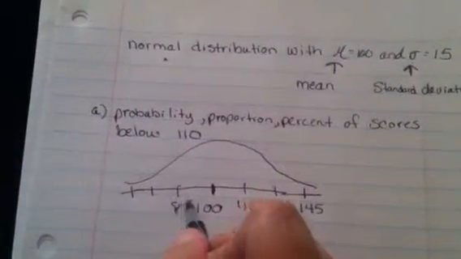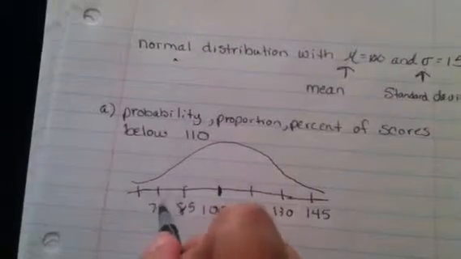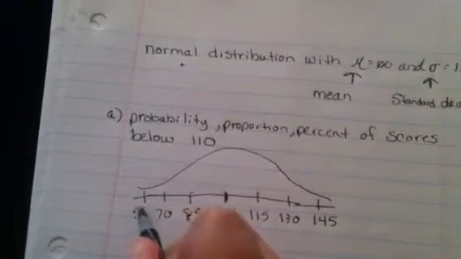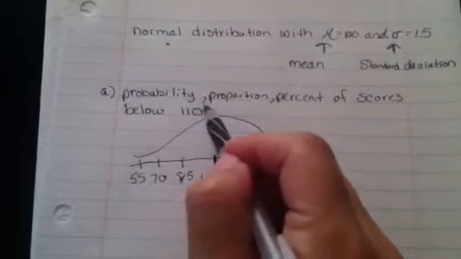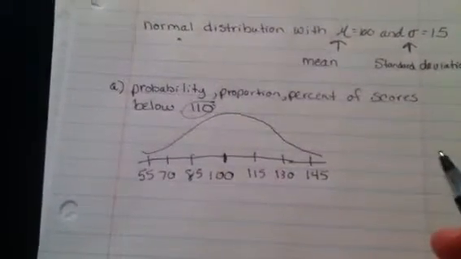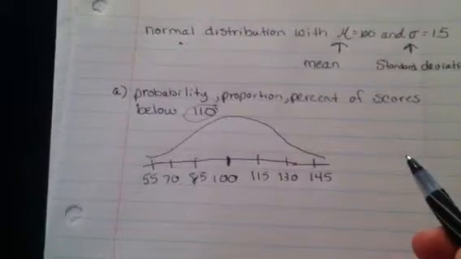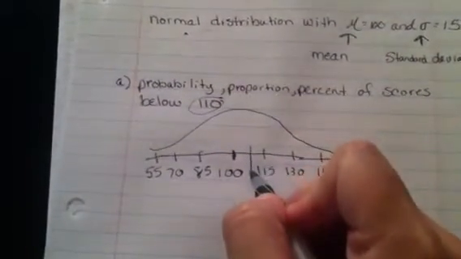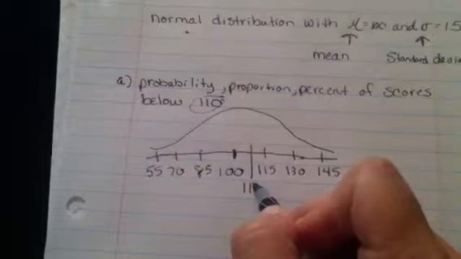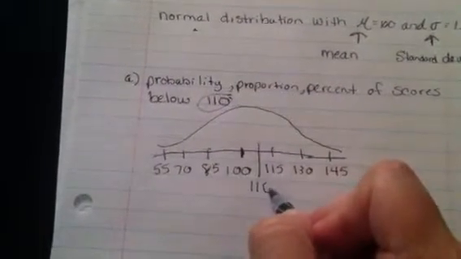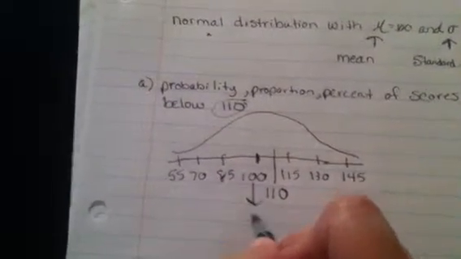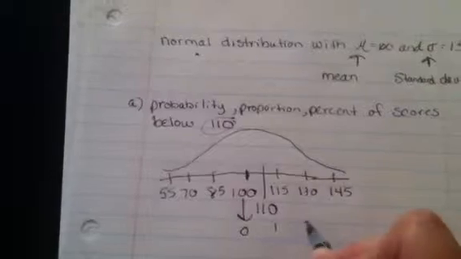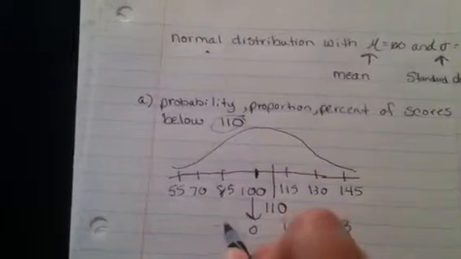And now we want to go 3 standard deviations below as well. So let's subtract 15, and subtract 15. Now, when we standardize, because what I'm trying to do is find how much of my test scores are below 110. Well, 110 would fall in between the mean and the first standard deviation. So I'm going to standardize. So when I standardize, that means my mean goes to 0, and each of the standard deviations goes to 1.